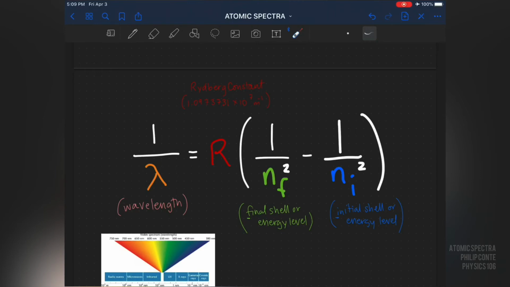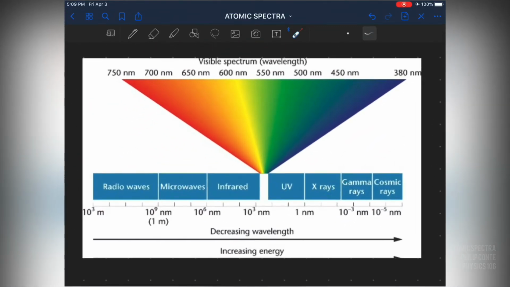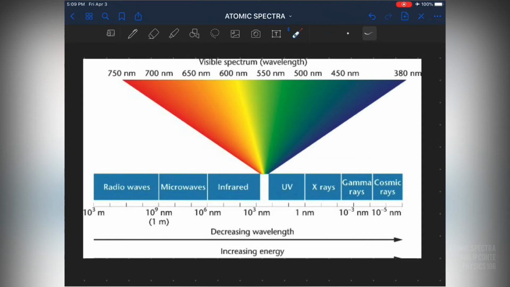Lambda stands for wavelength, or how long the wave is. This is important because, as mentioned before, we see different wavelengths as different colors. Here is an image of the visible light spectrum. You can see that red has a long wavelength and purple has a short one. Something good to know is that as wavelength decreases, energy increases.